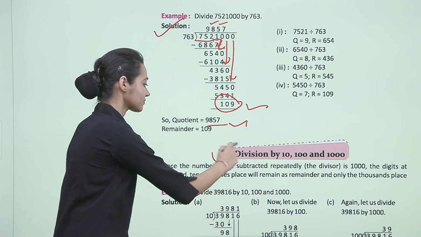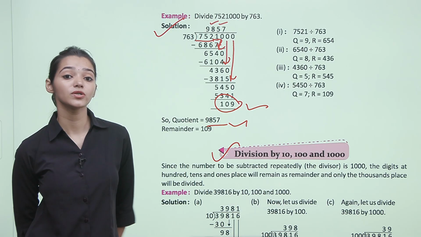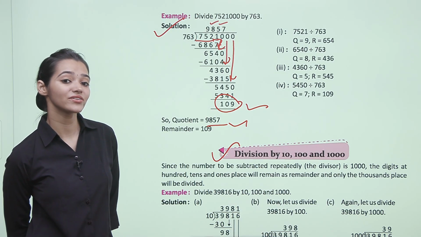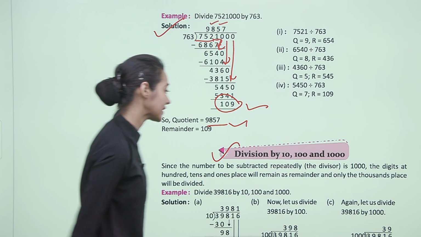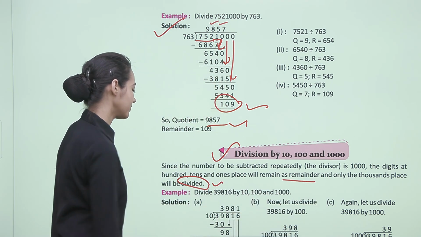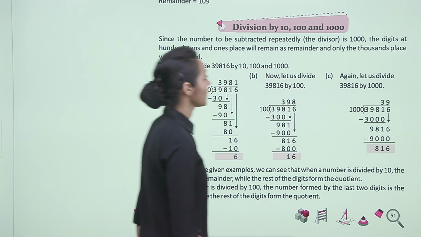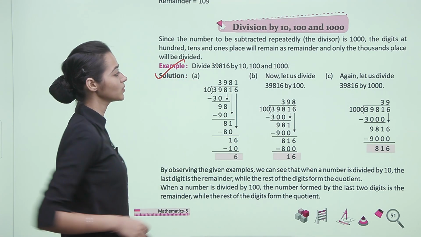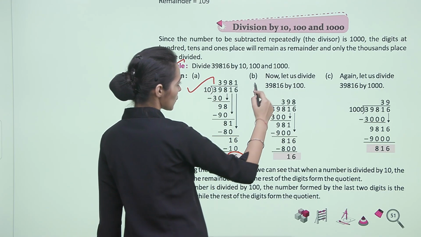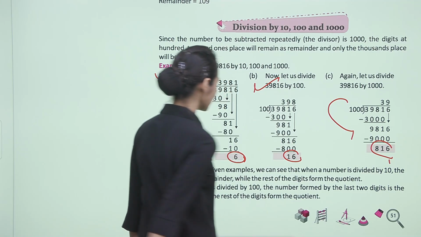9857. Now division by 10, 100 and 1000. Since the number is to be subtracted repeatedly, if the divisor is 1000, the digits at the hundreds, tens and ones place will remain as remainder and only the thousands place onward will be the quotient. Now let's look at an example to understand it better. Firstly we have to divide it by 10, then the remainder is 6. Dividing by 100 the remainder is 16 and dividing by 1000 the remainder is 816.